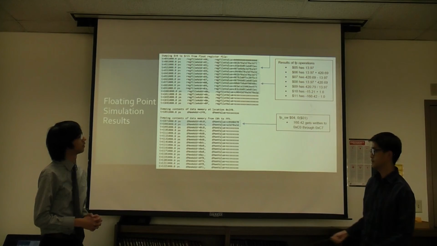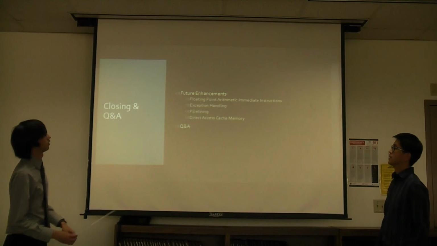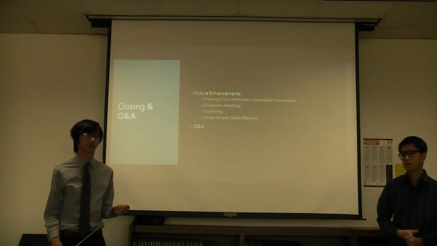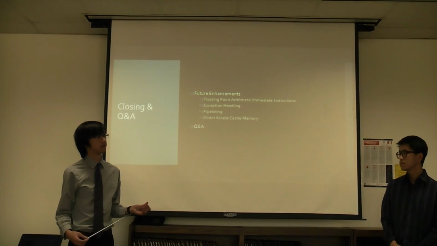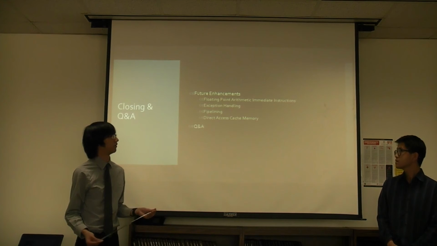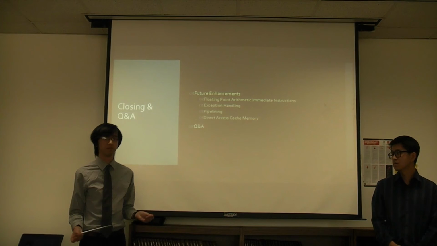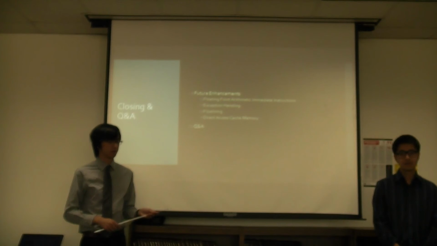Move on to the next one. Yeah, closing. So for future enhancements, like we've mentioned earlier, our immediate instruction for floating point is only used to calculate the signed offset for a load word or store. What we would like to do is have a way to add immediate values to do arithmetic operations or load into the floating point registers without having to deal with data memory. One way we could have done that is use a leading word past the 32 bits of the initial floating point instruction, but we couldn't implement that on time.